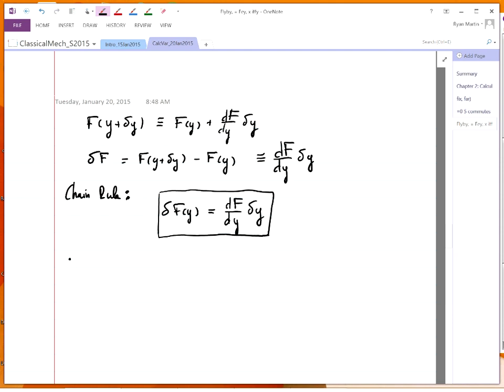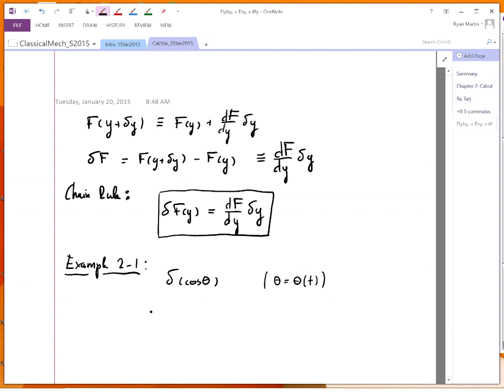So let's just do a very simple example of the chain rule. We want, let's say, the variation of cos theta. And maybe theta is a function of t or something. So theta is a function of our independent variable, which in mechanics will be time, but in math and calculus it's x. And then we wanted the variation of cos theta.